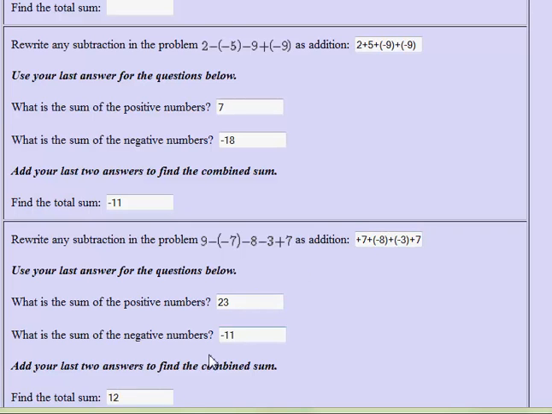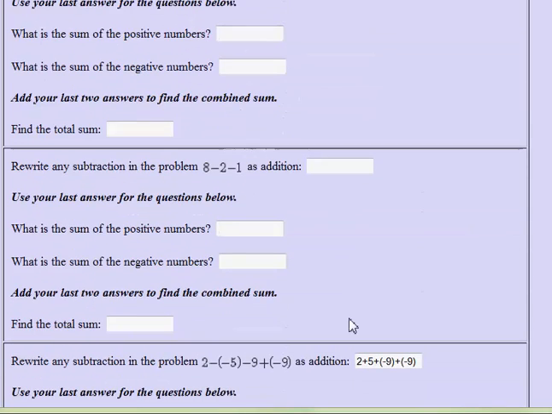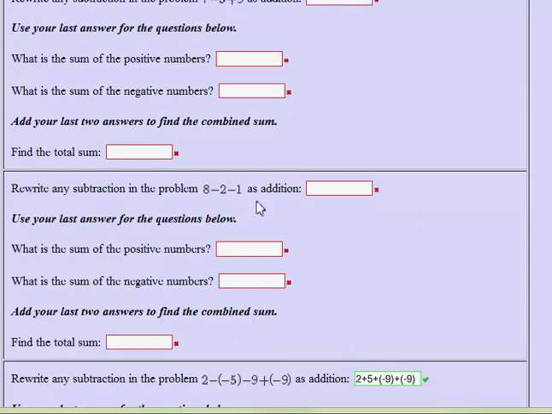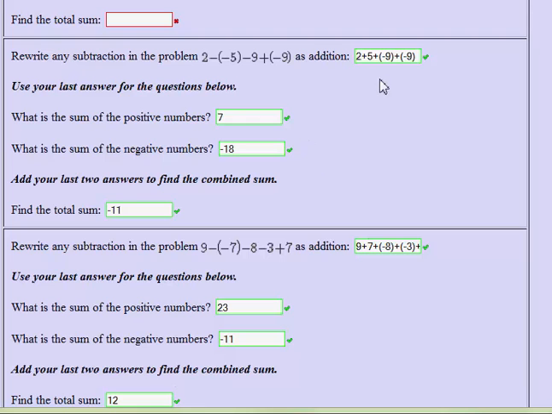I'm going to submit my answer, but notice that I left several problems blank, so those will be marked wrong automatically. So the ones I left blank are wrong, but notice the ones that I worked out, I received full credit on all parts.